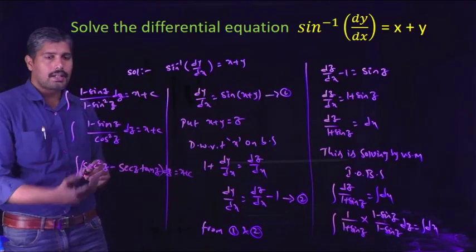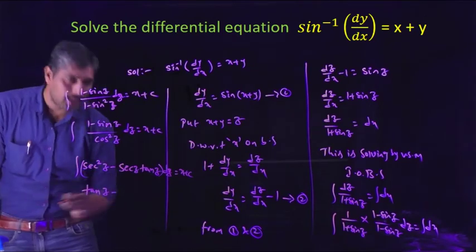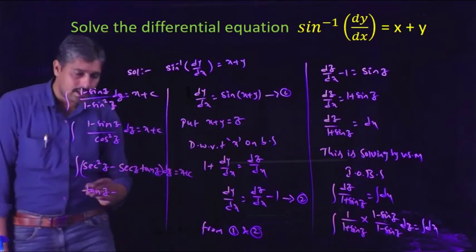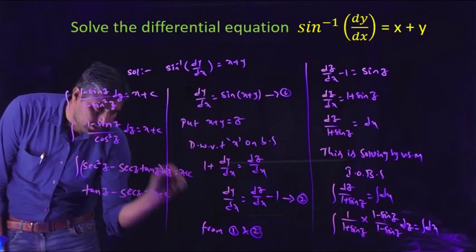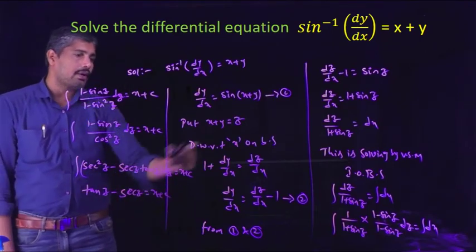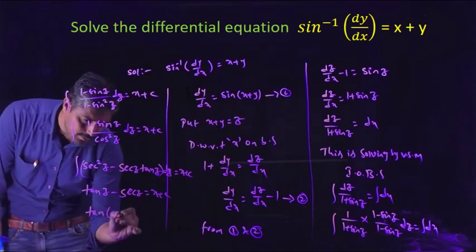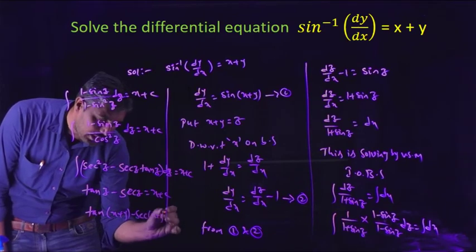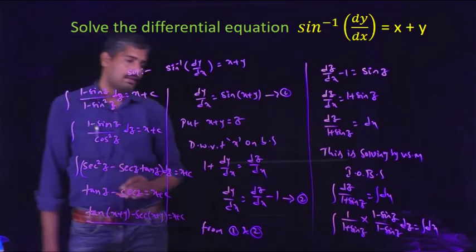We know that integration of secant square z is tan z, minus integral secant z into tan z equal to secant z, equal to x plus c. We know that z equal to x plus y, that is tan of (x plus y) minus secant of (x plus y) equal to x plus c. That is the required solution.